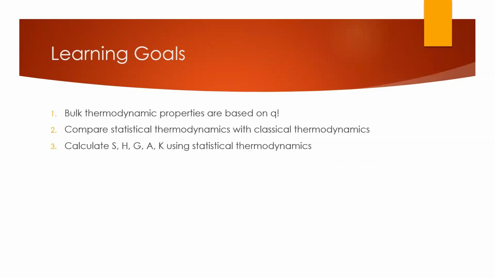So the learning goals for today are going to be the same as last time. We're going to be focusing on how we can explain the bulk thermodynamic properties based off of the quantum mechanical molecular partition function. And today we're going to go through entropy, enthalpy, Gibbs free energy, Helmholtz free energy, and equilibrium constant. So we are going to start with entropy.